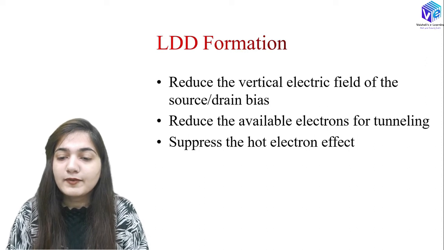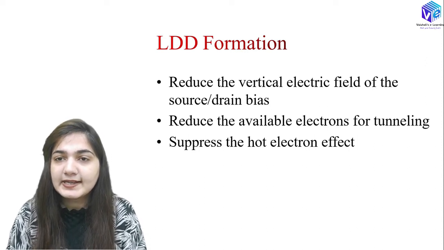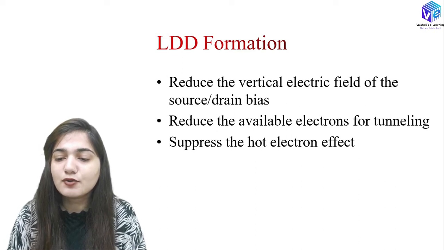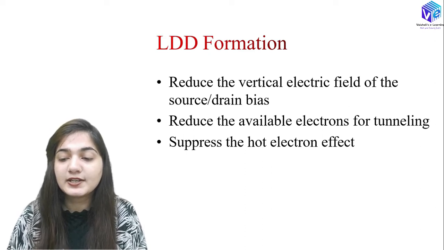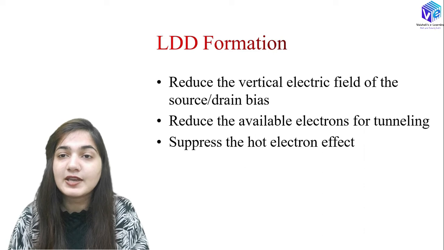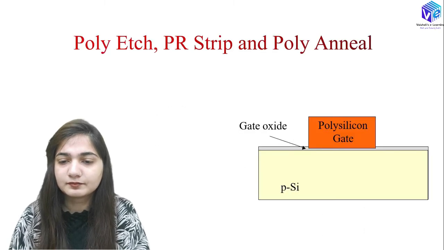For the formation of the lightly doped drain, we are going to reduce the vertical electric field of the source or drain bias. We are going to reduce the available electrons for the tunneling also. It is going to suppress the hot electron effect, and this is how moving towards the lightly doped drain is going to give various advantages.